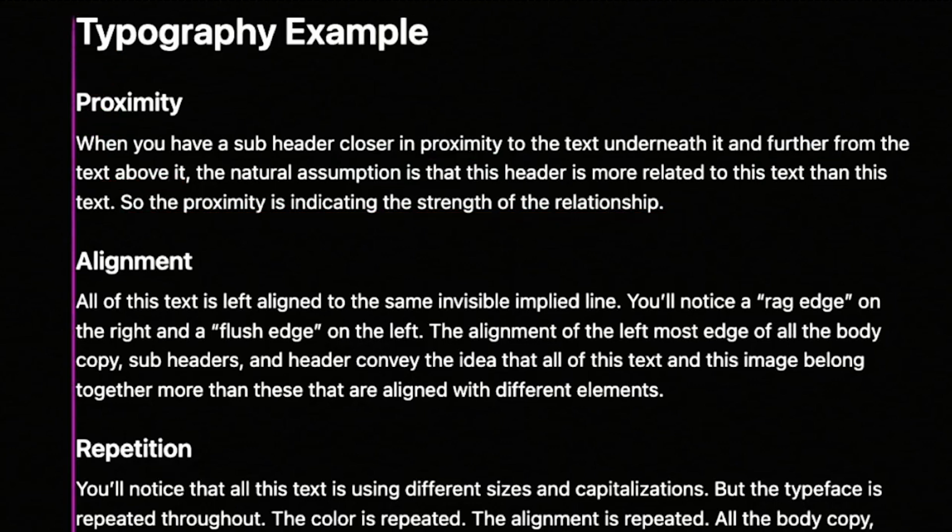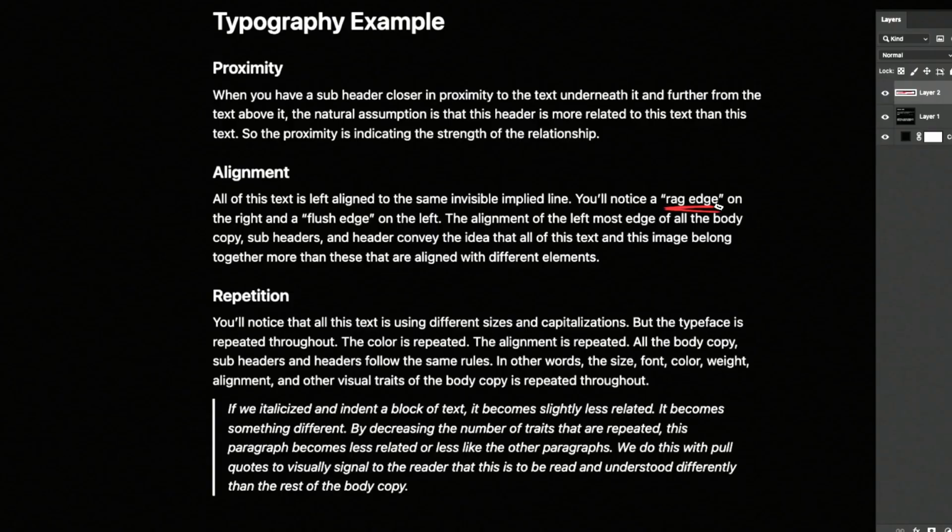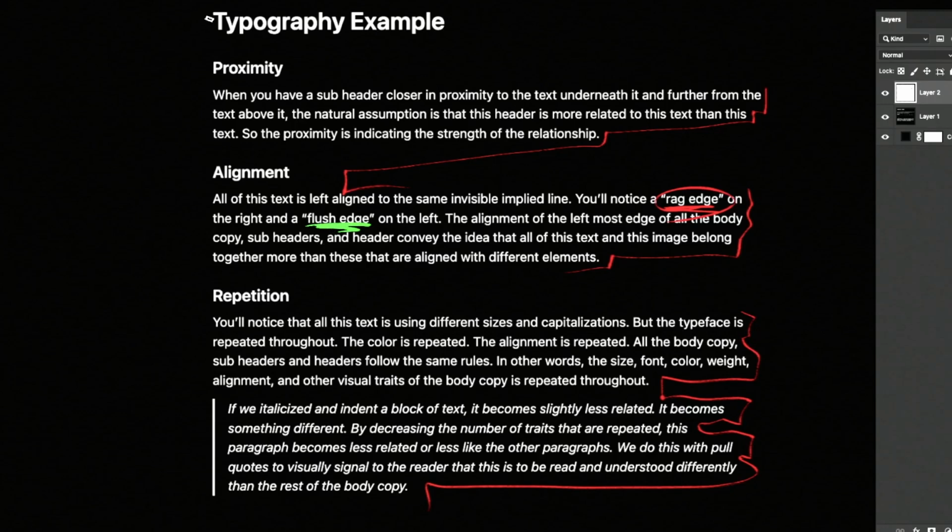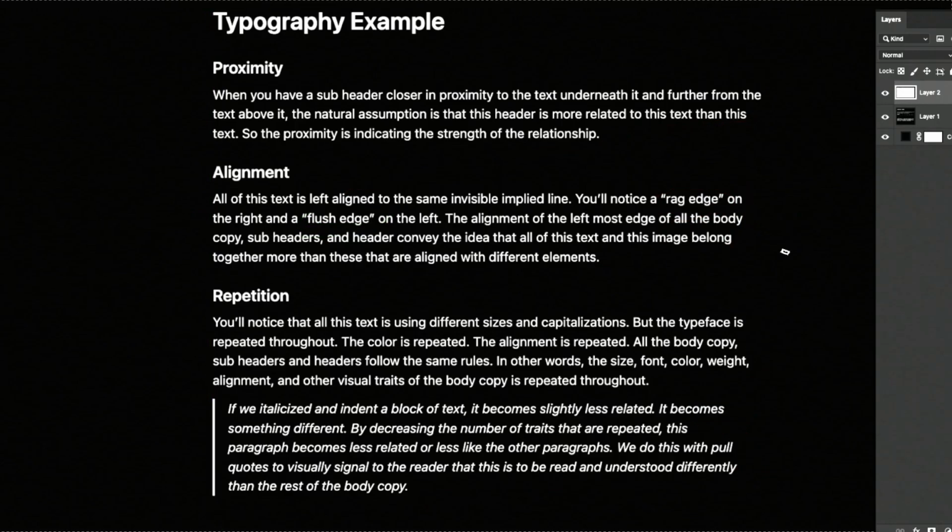Alignment. All of this text is aligned to the same invisible implied line. You'll notice a rag edge on the right edge and a flush edge on the left. The alignment of the leftmost edge of all of the body copy, subheaders, and header convey the idea that all of this text belongs together more than those that are aligned with different elements.